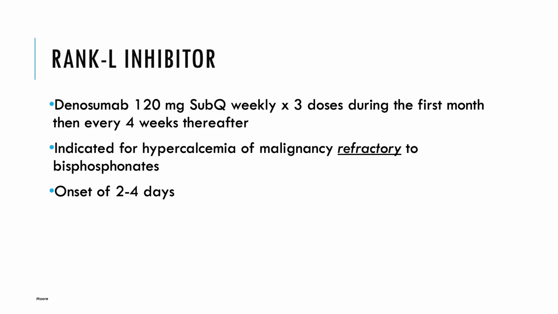Now I'm going to briefly discuss our RANK-L inhibitor, denosumab. This medication is dosed 120 milligrams sub-Q weekly for 3 doses during the first month and then every 4 weeks after that. And it's indicated for hypercalcemia of malignancy that's specifically refractory to bisphosphonate. So we would use this after essentially failing a bisphosphonate. And the onset of this medication is around 2 to 4 days.